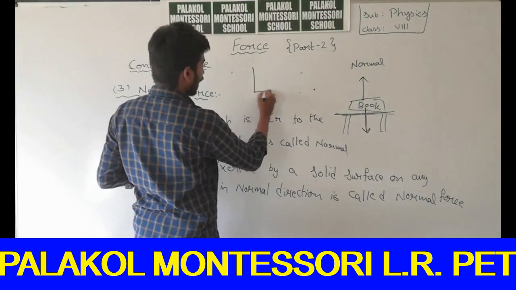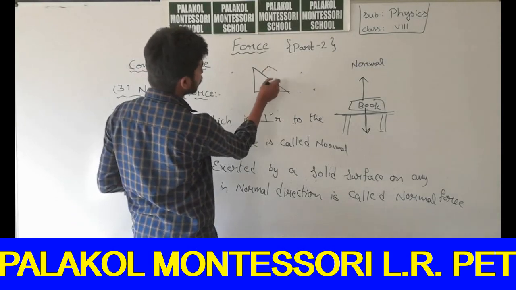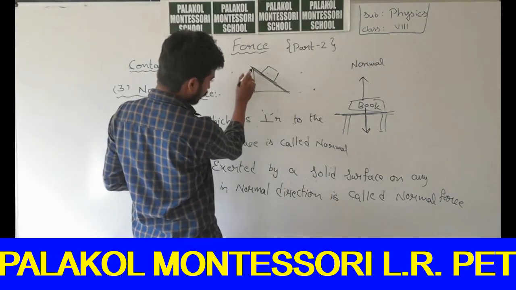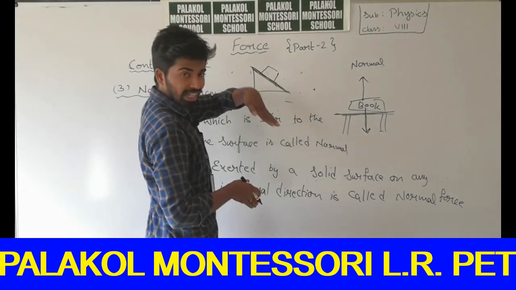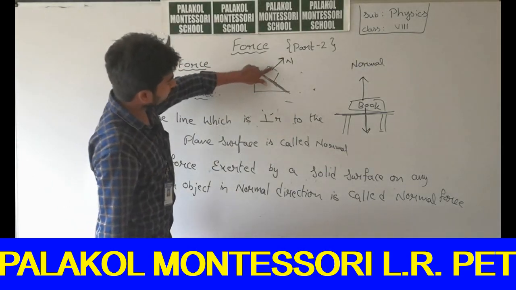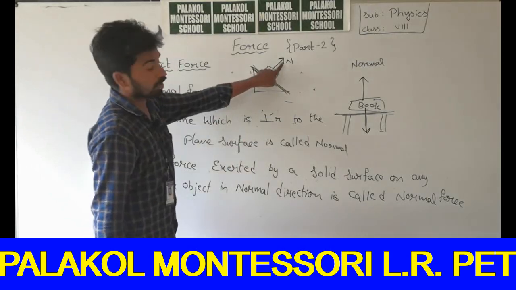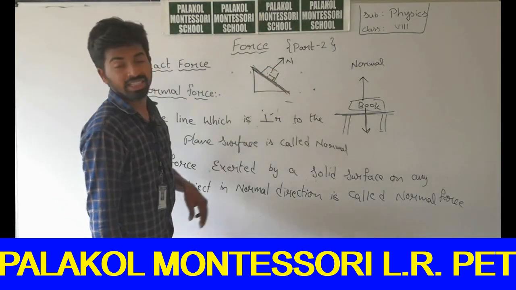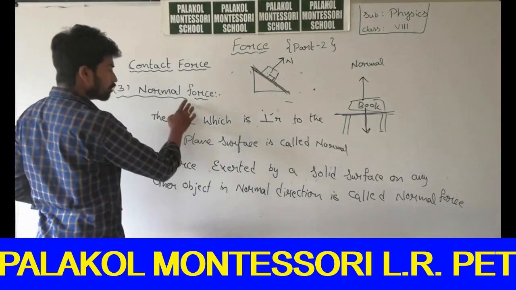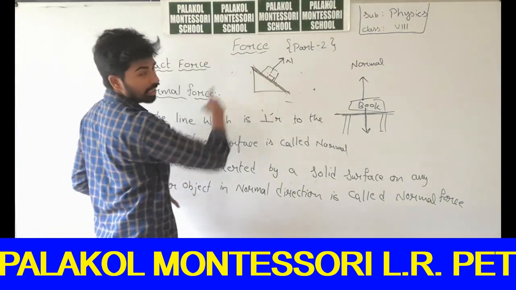For example, I have considered an inclined plane. Let us say I have considered an object like this and placed a wooden block here. Inclined plane means it is not horizontal, it has some angle. This inclined plane surface will apply normal force in this direction. This arrow mark is perpendicular to this plane, hence it is the normal force direction applied by this inclined plane. So, normal force is a contact force applied by a plane surface in the normal direction.